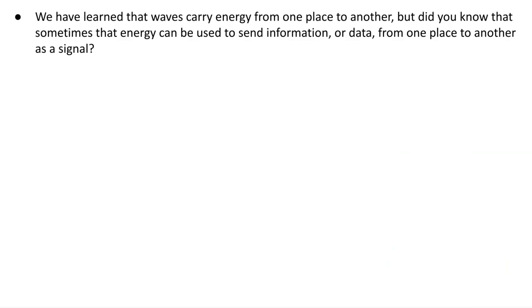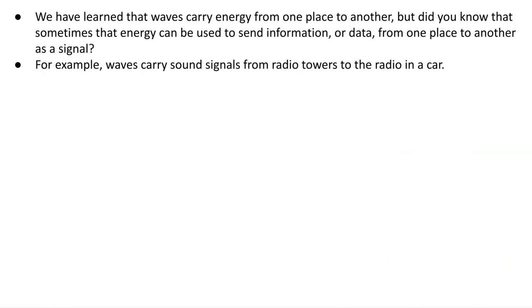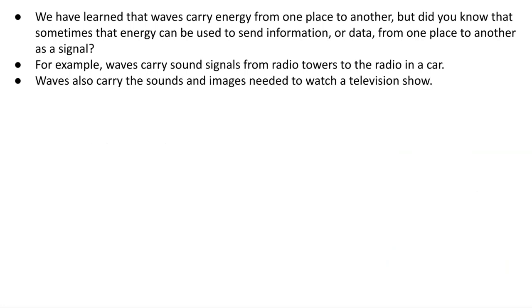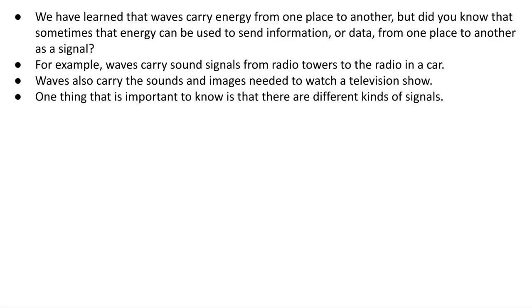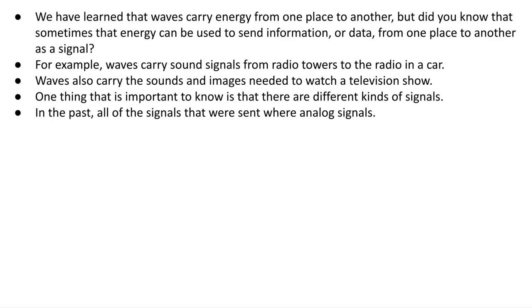So we've learned that waves carry energy from one place to another, but did you know that sometimes that energy can be used to send information or data from one place to another as a signal? For example, waves carry sound signals from radio towers to the radio in your car. Waves also carry the sounds and images needed to watch a television show. One thing that is important to know is that there are different kinds of signals. In the past, all of the signals that were sent were analog signals. Analog signals were sent using the entire wave.